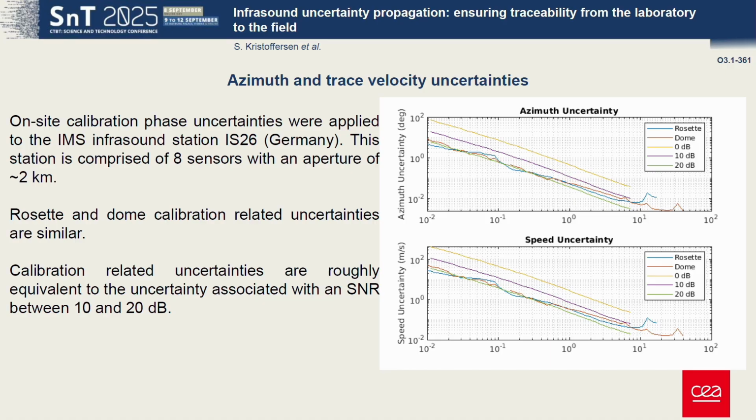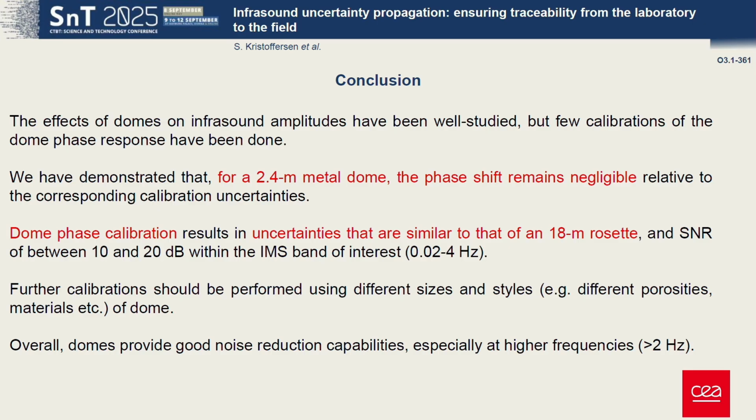The other thing is both the rosette and the dome fall between the equivalent of 10 and 20 decibels signal to noise ratio. And a 10 to 20 decibel signal is pretty high signal to noise. So basically we're still in that region where SNR is going to be the big battle, and the calibration is not going to be a main contributor to uncertainty.